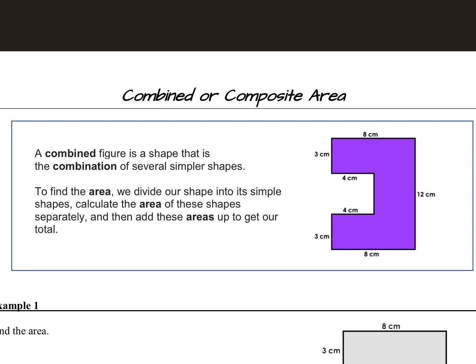So this lesson is about combined or composite area. A combined figure is a shape that is the combination of several simpler shapes. To find the area, we're going to divide it into its simple shapes. So if I look at this one, I could draw a line across here and a line across here, and I make two rectangles and a square. If I found the area of each piece, then that would allow me to find the area of the whole thing.